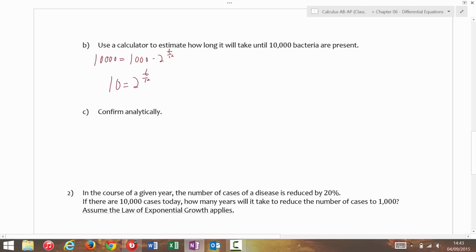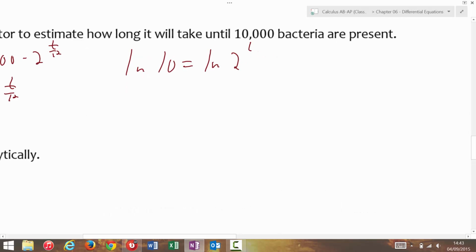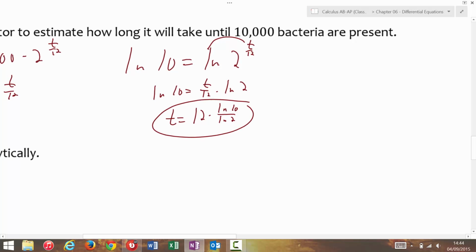If I want to solve this equation, I can take the natural log of both sides. ln of 10 is equal to ln of 2 to the t over 12. That t over 12 can come out in front, so I get ln of 10 is equal to t over 12 times the ln of 2. Then I solve for t: t is equal to 12 times the ln of 10 over the ln of 2. That's the exact answer. The approximate, if I plug it in, is about 39.86 minutes.